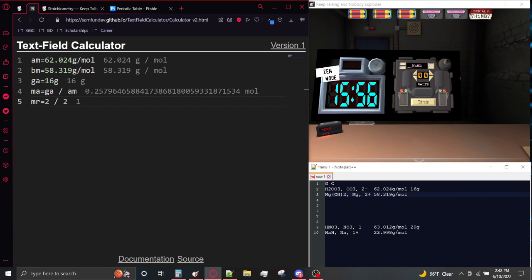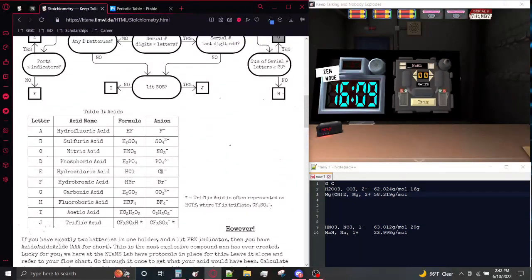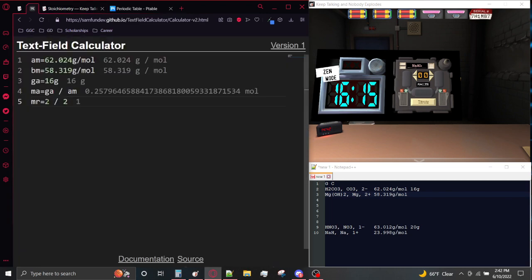It just so happens to be 1 because both of the charges on our atoms were 2. But if you had something like... Let's go back to the acids for a second. We had something with a 2 minus charge. If you had something with a 1 minus charge, then it would be 1 over 2. So the molar ratio would be 0.5.